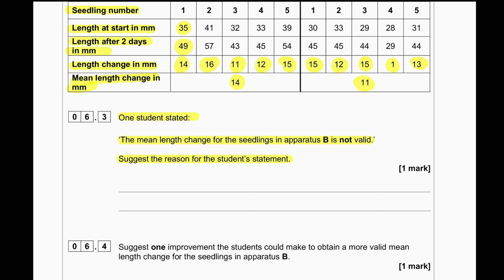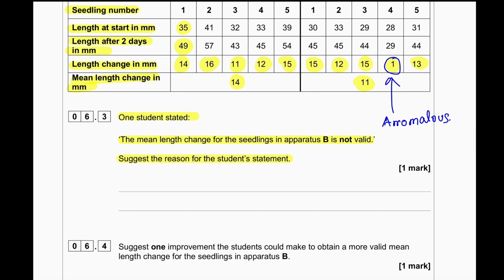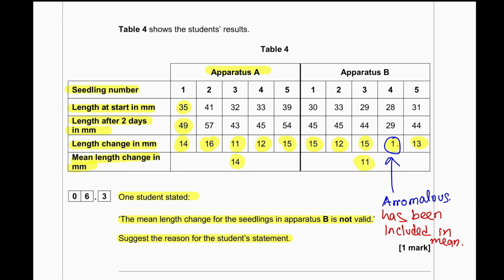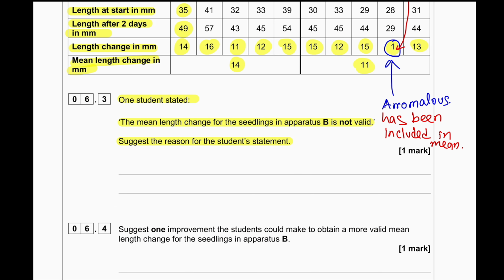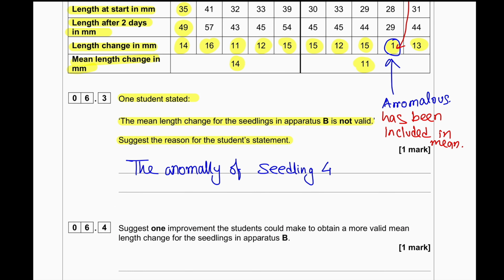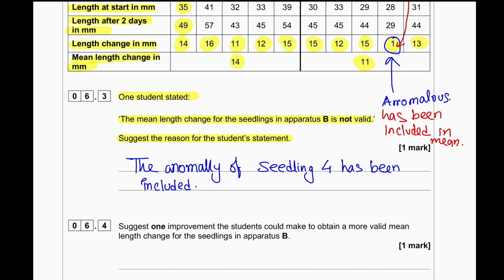Suggest the reason for the student's statement. Because there is one extreme point which is anomalous. So the anomalous result has been included in the mean. If we exclude this one, then the average will be 13.75. So we will write the anomaly of seedling 4 has been included.